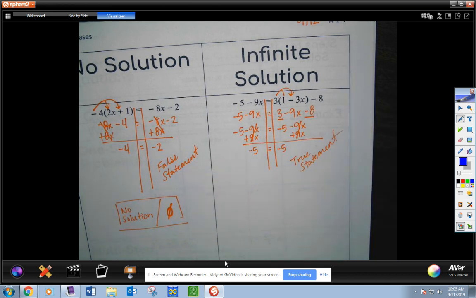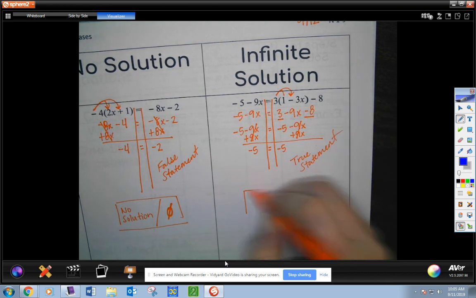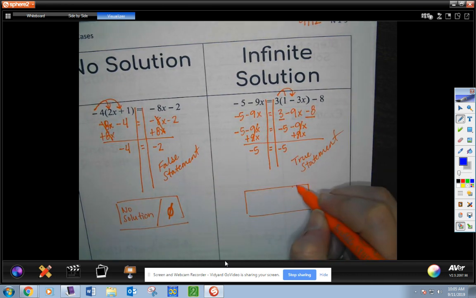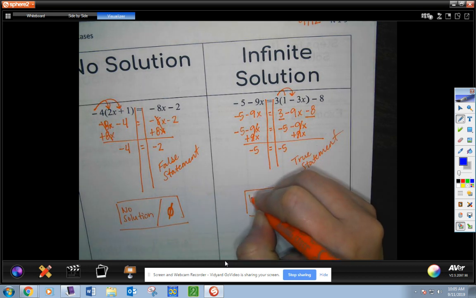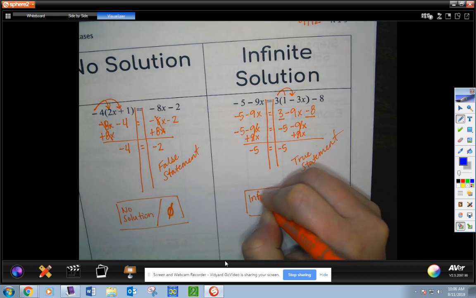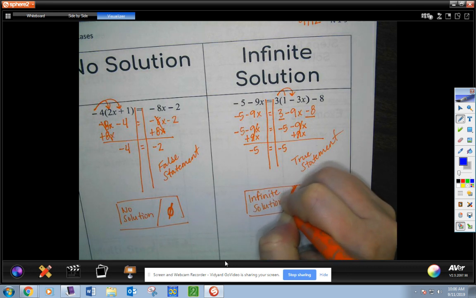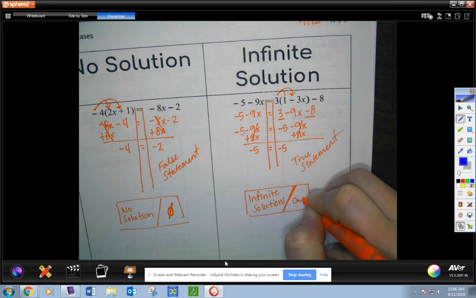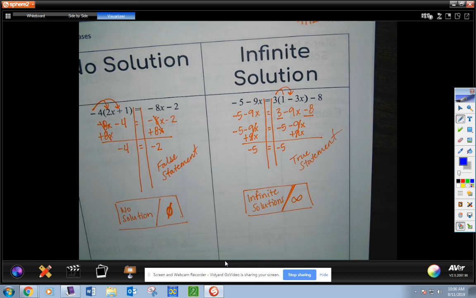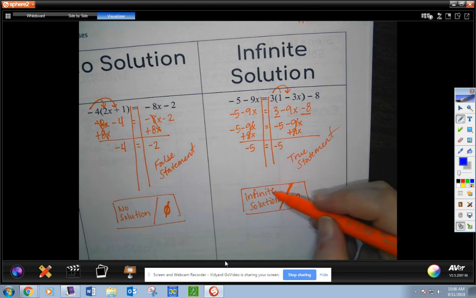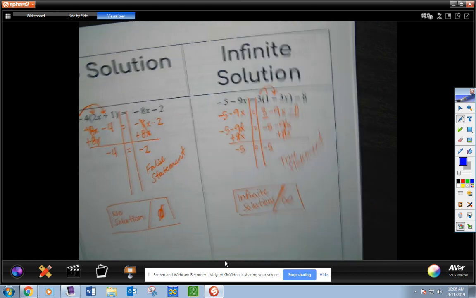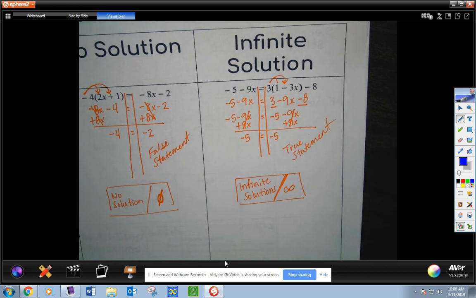Now, true is not your answer. Your answer, you can write it one of 2 ways. You can put infinite solutions, or I will let you use the infinity sign. Now, all teachers don't let you use the infinity sign. Some do, some don't. I will let you use it. So know that this means any possible number can work. So any number I pick to plug in will work. 3, 10, -12. They're all going to work.